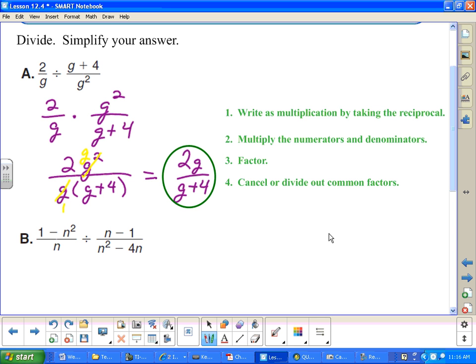All right, so when it's division, we write it as multiplication by taking the reciprocal of what we're dividing by. Multiply the numerators and denominators, so write it as a multiplication problem. Make it 1 fraction bar, factor it, and then simplify.